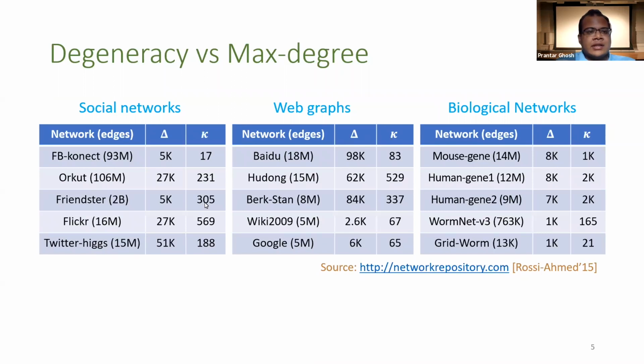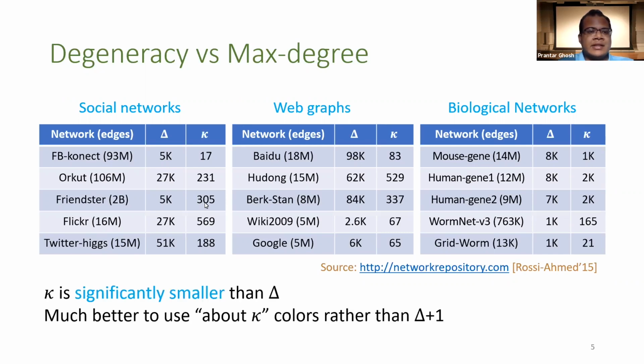Now, for some concrete numbers, we look at some real-world big graphs, which shows that in the real world, social networks, the web graphs, or the biological networks have degeneracy significantly smaller than the max degree. Therefore, if we color it using approximately kappa many colors, it would be more color efficient than an algorithm that colors it with delta plus 1 colors.